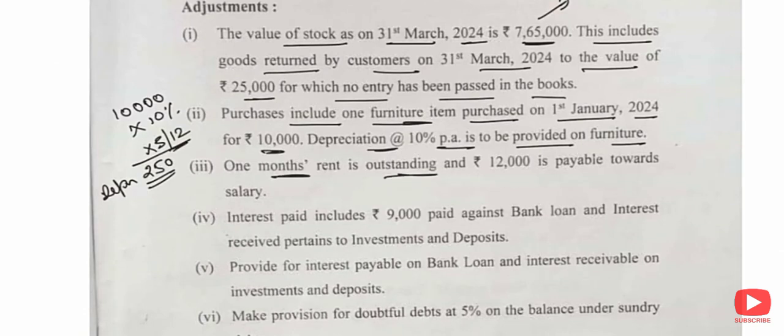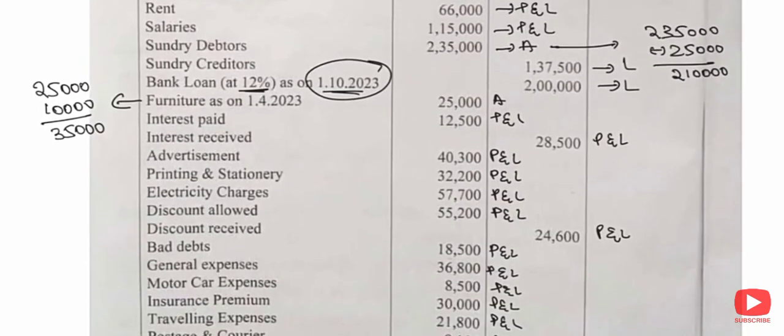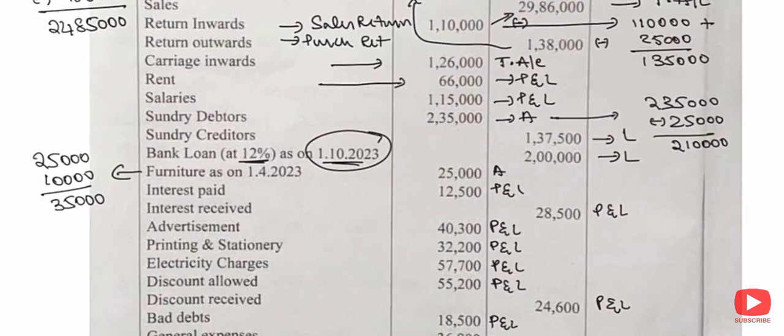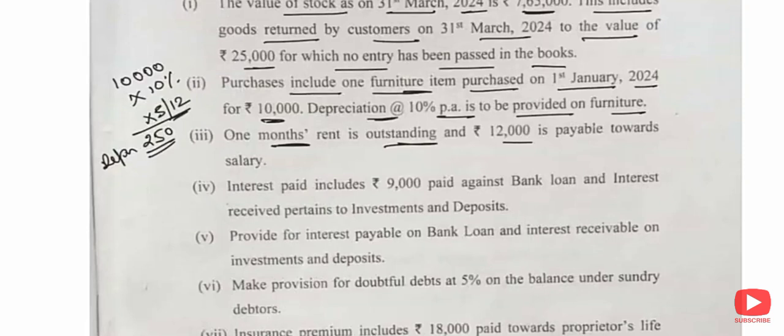1 month's rent is outstanding. Okay, 1 month's rent. They didn't tell you where is the rent. Find the rent. 66,000. 1 month's rent is outstanding. That means 11 months rent is paid. 66,000 divided by 11. That is 6,000. So outstanding rent will be 6,000. In the P&L what you will show? You will show 66,000 plus 6,000, 72,000 in the P&L and 6,000 will be shown as outstanding rent in the balance sheet.